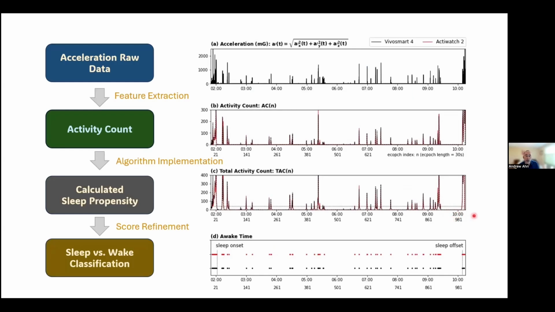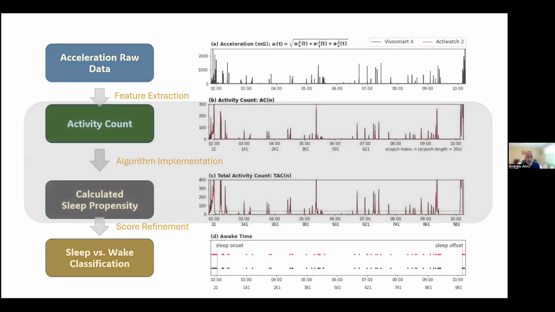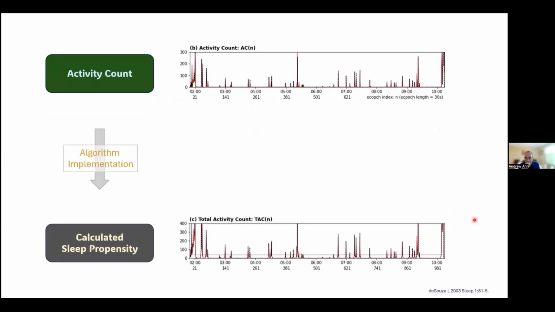All right. So now, understanding how activity counts are derived, we can talk about the next crucial transformation: converting the activity counts into sleep propensity scores. And this is where we encounter one of the more striking examples of stagnation in actigraphy research, because the methods for this transformation have remained really unchanged over the past 3 decades.